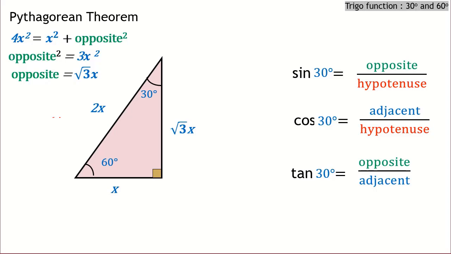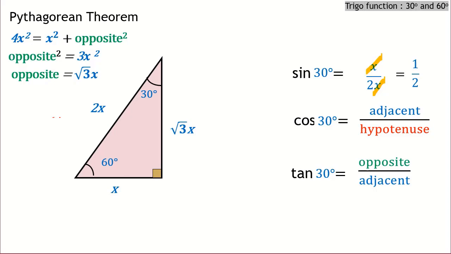So now what about 30 degrees? We look at the 30 degree angle over here. For sine 30 degrees, it will be its opposite over hypotenuse, so you will have x over 2x. We do the same for the simplification, so finally we will have 1 over 2.